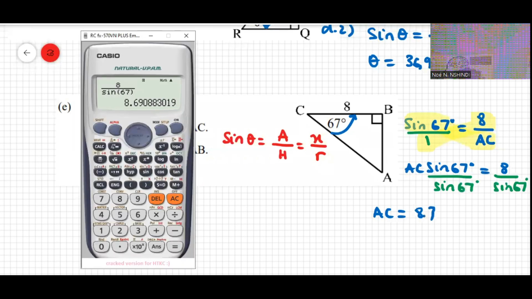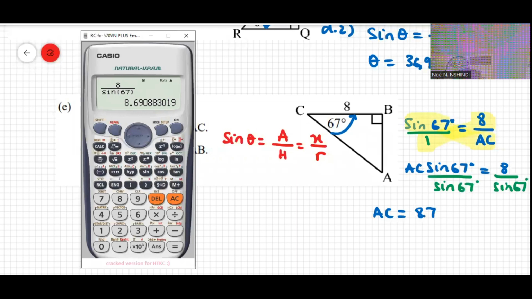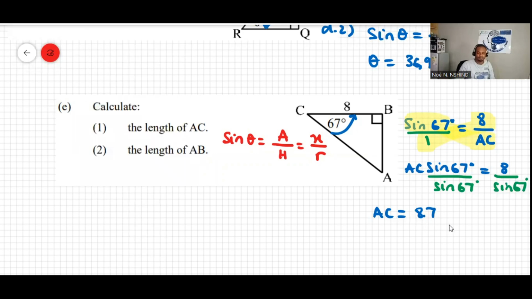I say 8.7 because we need to round to the first decimal place, as the question indicates, and then look at the second decimal value, which is 9, and therefore we must increase 6 by 1 unit. That makes 8.7 units.